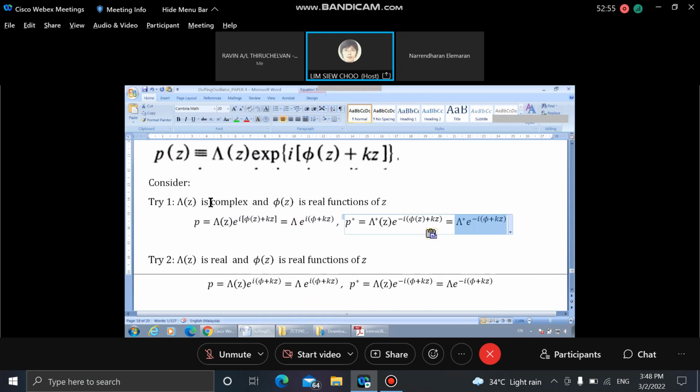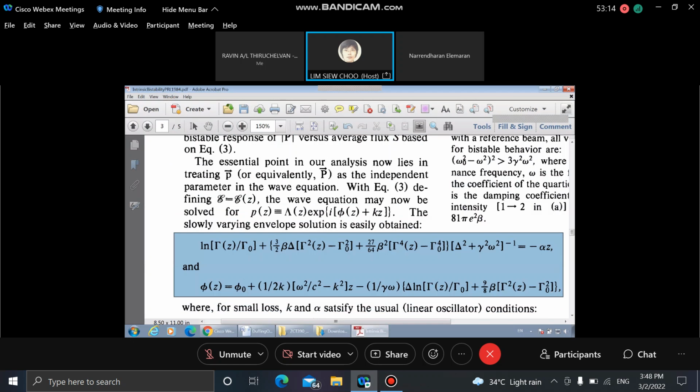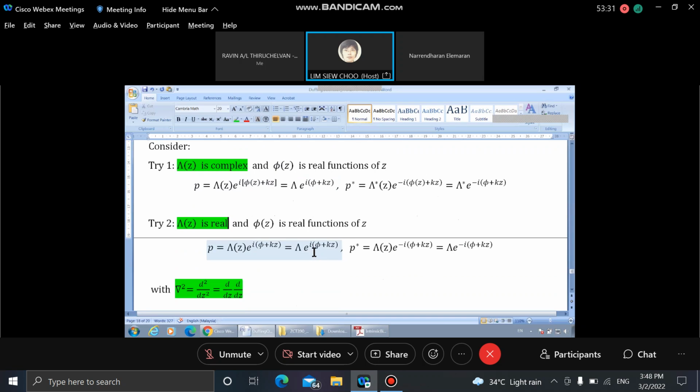So the first trial is consider this as complex. The second trial is consider this as real. So that's why, just as I said, the ambiguity: the paper doesn't say gamma Z is real function of Z or complex function of Z. So that's why you need to try these two. Which one will give you the answers? Okay, so again, you must use this also.